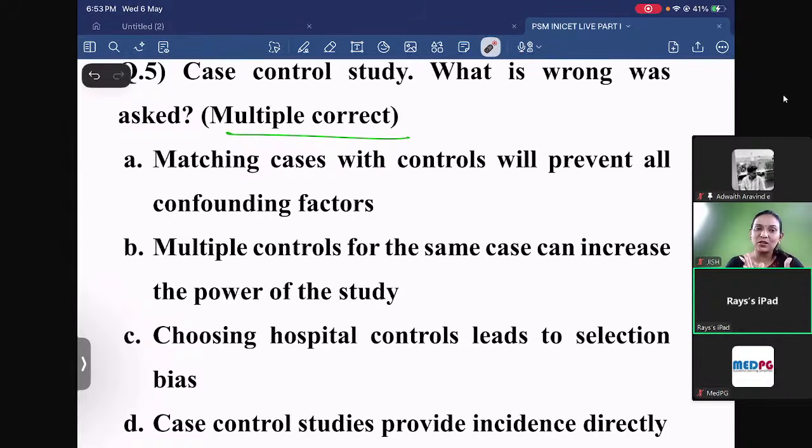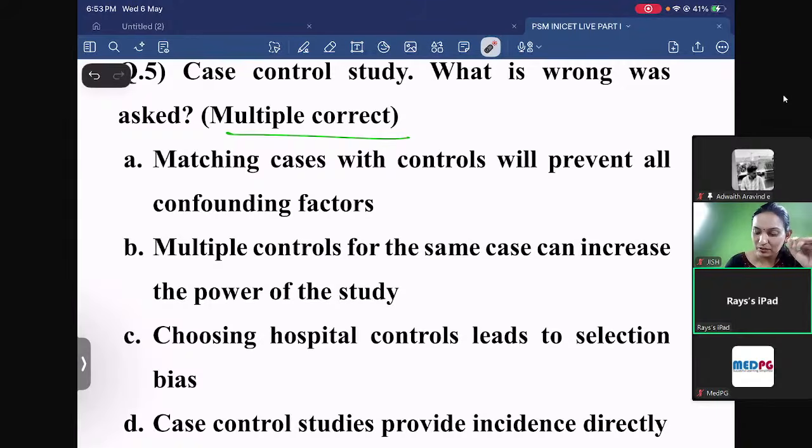So matching will control only the known confounders. When I'm stressing known confounders, that means there is something called unknown confounders. We have many genetic factors which we don't know. There are genetic factors still under research, which might be contributing to certain diseases which we don't know. Those are all unknown confounders. Your matching cannot deal with unknown confounders. It can only try to prevent known confounders.